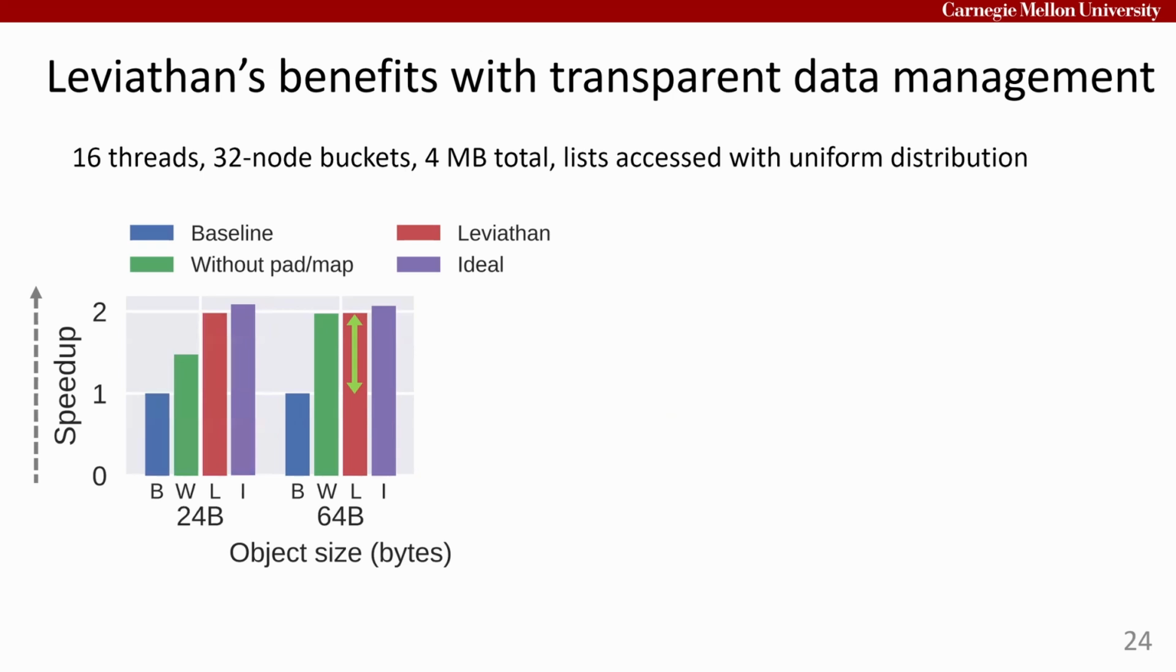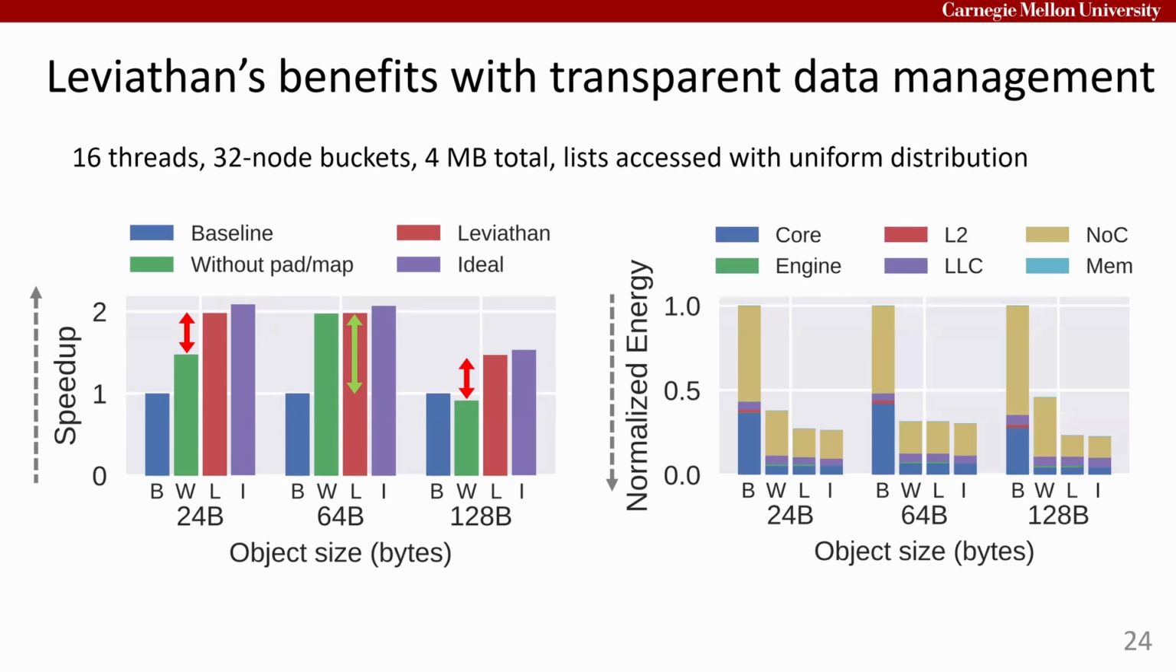For smaller 24-byte objects, Leviathan provides similar performance. And without padding, performance significantly degrades because objects frequently span cache banks. When evaluating nodes equal to 2 cache lines, Leviathan still performs well, which is not the case without Leviathan's large object mapping. Now, looking at energy, across node sizes, Leviathan significantly reduces energy both with fewer network traversals and by executing lookups on more energy-efficient engines. And we see that Leviathan's padding and large object mapping do indeed reduce network traffic.